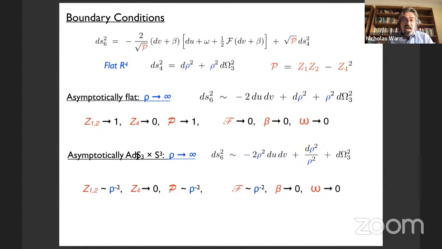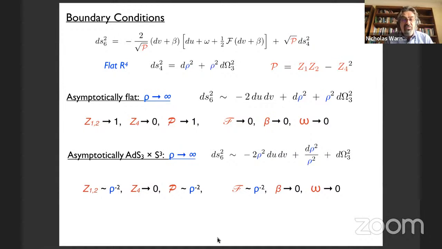So I'm going to primarily focus on the asymptotically AdS solutions today, but I will make a comment about what happens when you go asymptotically flat. But really, at the end of the day, it's a choice of what's the choice you make for the asymptotic behavior of Z1, Z2, and F. So, two choices of boundary conditions.